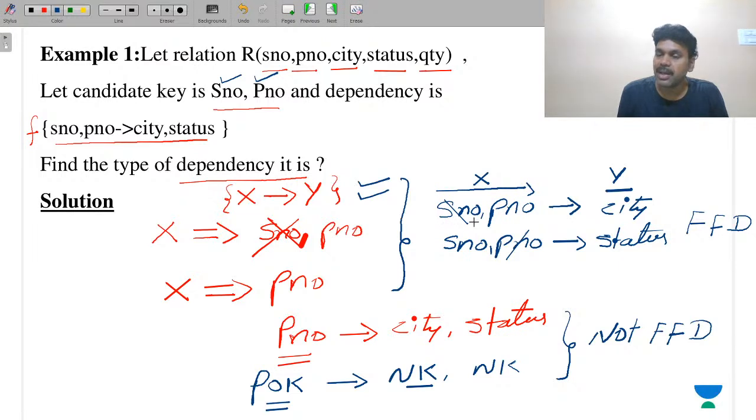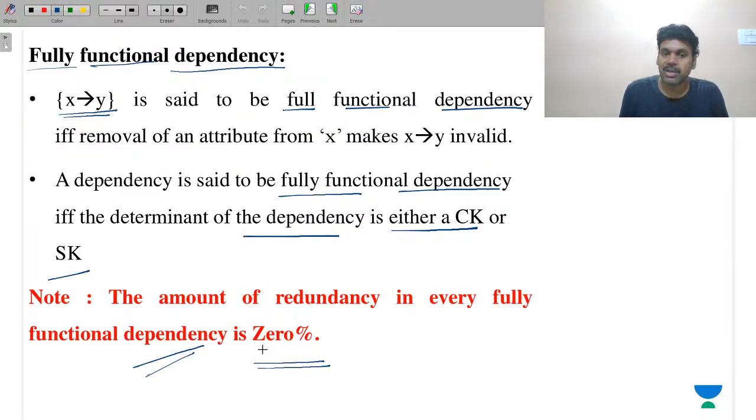Hence, we are not going to eliminate either SNO or PNO from your LHS, as LHS is nothing but a set of attributes which is denoted with your X. Okay, friends. So by removal of any attribute from your X, X implies Y becomes not fully functionally dependent. As far as this example is concerned, it is a partial functional dependency because your part of key is implying a non-key. So what is the advantage with fully functionally dependent? Fully functionally dependent guarantees that your non-key is 100% dependent upon your candidate key. Therefore, as per the previous definition, the redundancy in a fully functional dependency is 0, as your RHS completely depends upon your LHS.